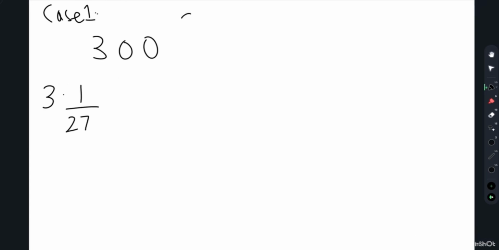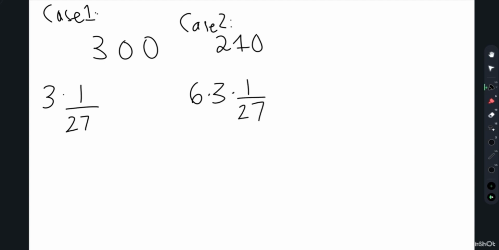So now we have case 2, which is 2 as the maximum. So now we have 2, 1, and 0 as our jars. There are 6 ways to arrange these. And in those, we have 3 ways to choose which coin is going to be in the 1 jar. It's now 1 over 27 to arrange them as well.